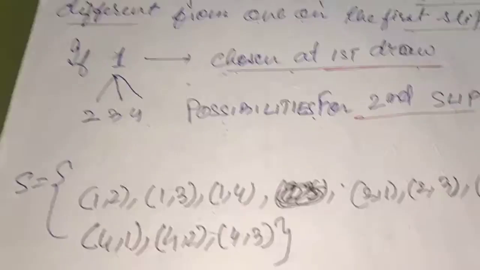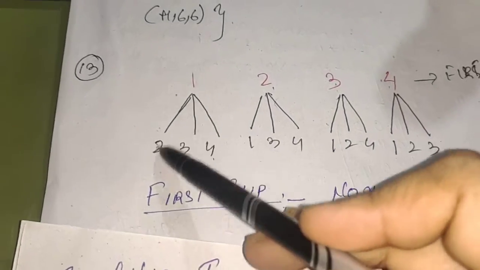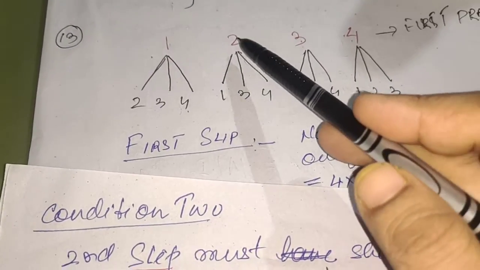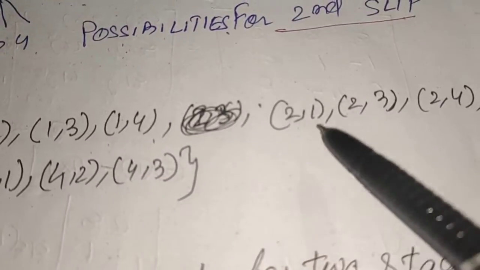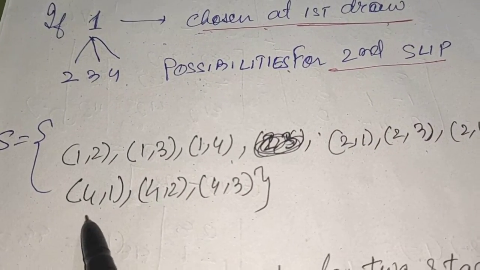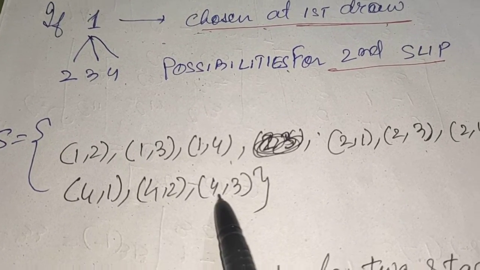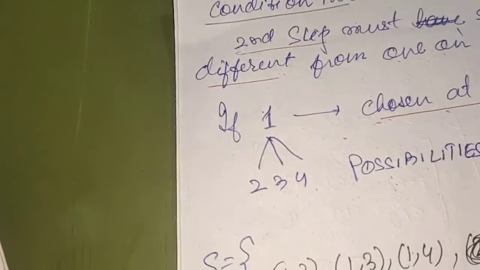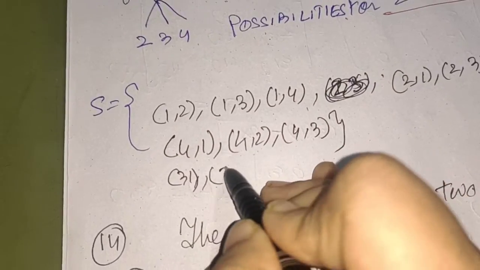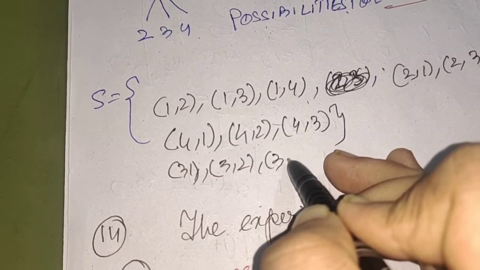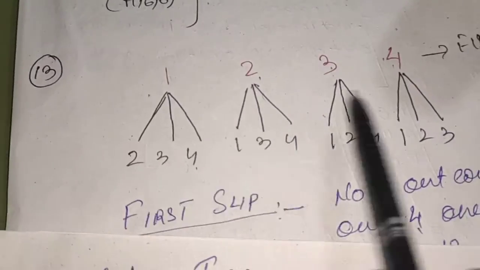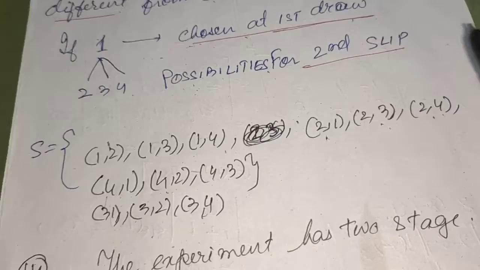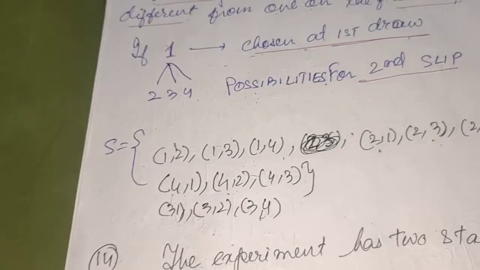Then what will be the outcomes? Now you see the outcomes: 1 2, 1 3, 1 4. Then 2 1, 2 3, 2 4. Then 4 1, 4 2, 4 3. And along with that one more: 3 1, 3 2, 3 4. So these are the total outcomes. If you count it, 1 2 3 4 5 6 7 8 9 10 11 and 12. So 12 outcomes. This is question number 13.